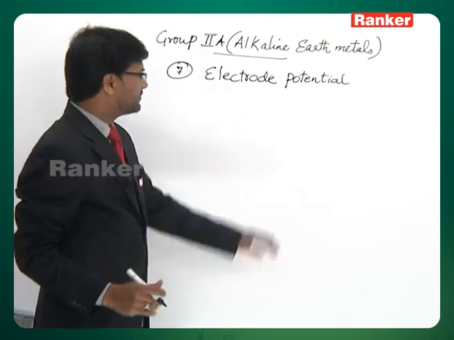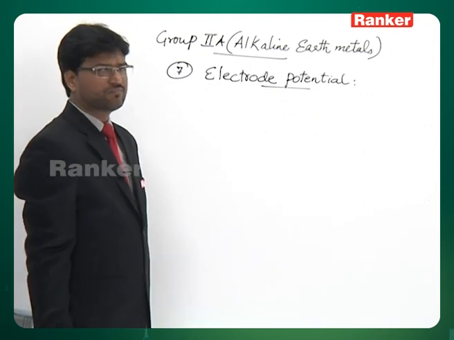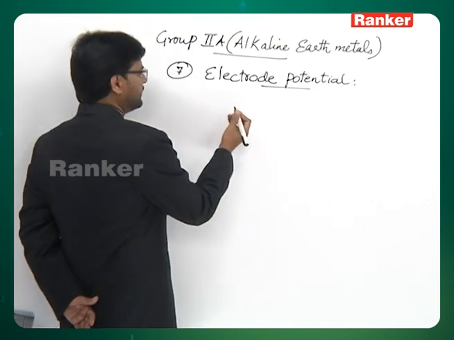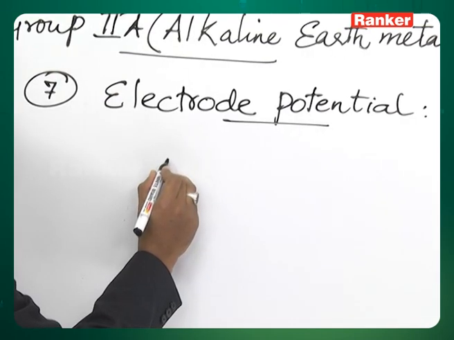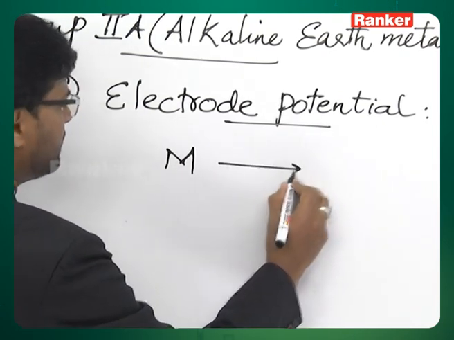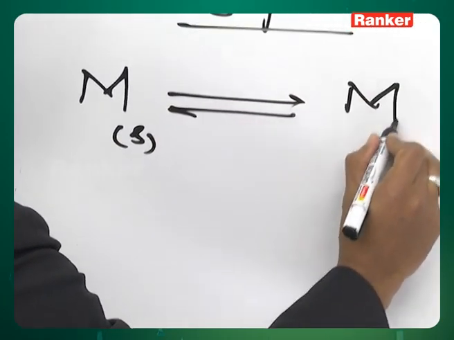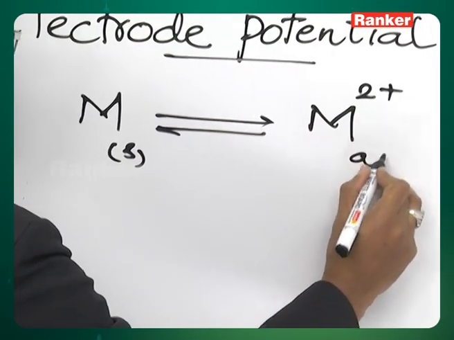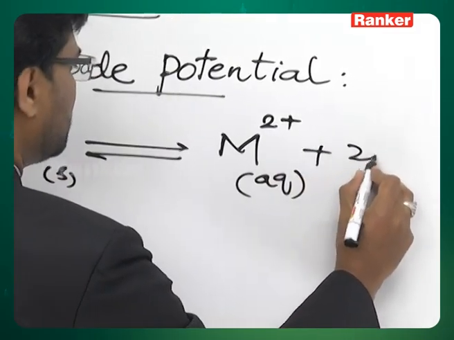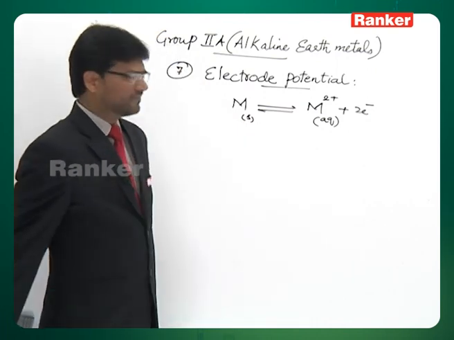The next property is electrode potential. Here we will be comparing standard oxidation potentials, SOP values. See, the electrode reaction involved is M solid gives rise to M2 plus aqueous. This involves loss of 2 electrons. Corresponding to this reaction, we are going to compare electrode potential values.